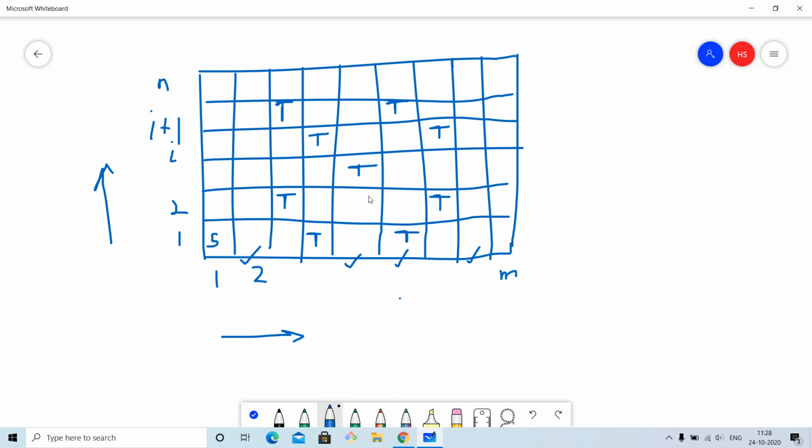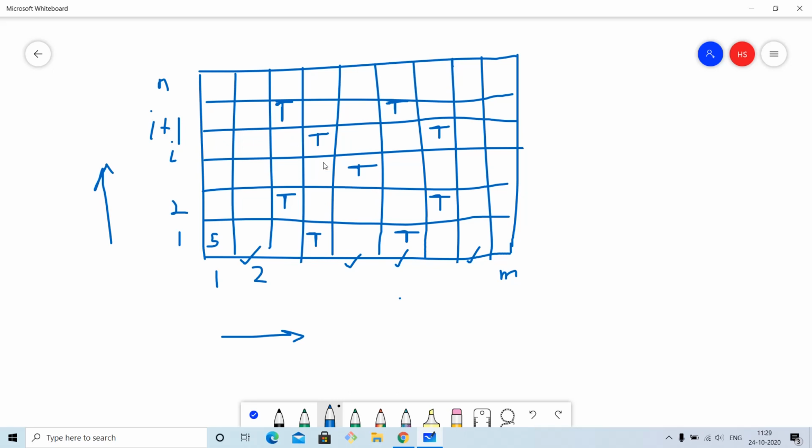What else we need to understand from here is that there can be some rows which contain only one treasure, and there will be some rows which contain more than one treasure, meaning two treasures or maybe more. We also need to understand that if we are located in some ith row, then we have to collect all the treasures of the ith row before moving up to the (i plus 1)th row, because we cannot move down. So in that way, if we are in a given row, we have to collect all the treasures of that row.